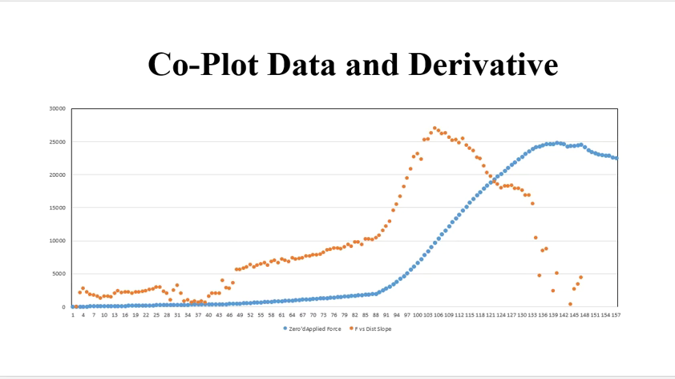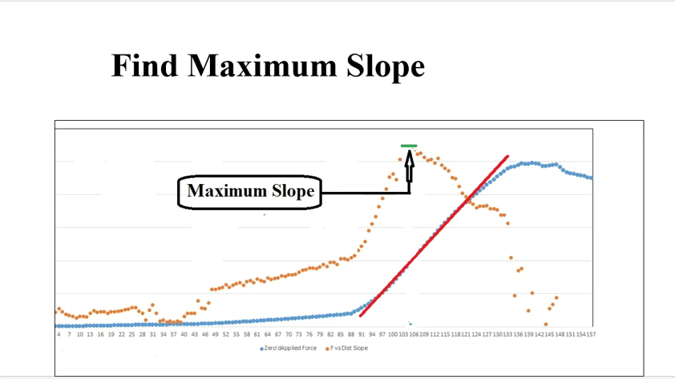Now when you co-plot that to the original xy data, you find out that the slope is really telling you there's a maximum slope of the blue line, and it's about halfway up the excursion. And in fact, if you look at the peak of the derivative, that's going to give you the maximum slope of the xy plot. There you can see it on the screen.